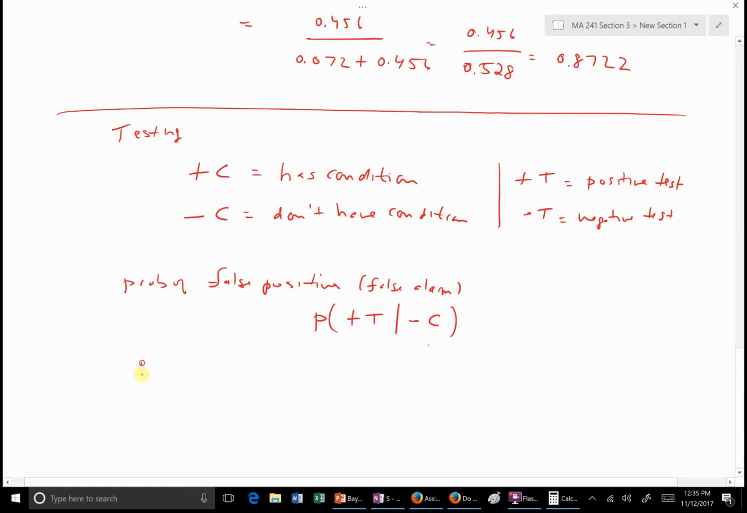Now we also have the probability of a false negative, and as you might imagine, it's really the same sort of thing, right? It's the probability that we have a negative test, but it's false. In other words, the person really does have the condition. And sometimes people call this misdetection. In other words, something really happened, the person had the condition, but you missed it. Your test came back negative.